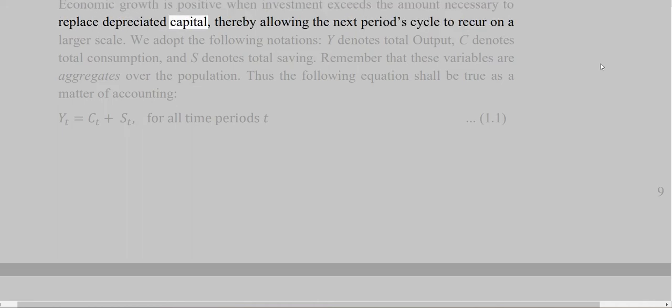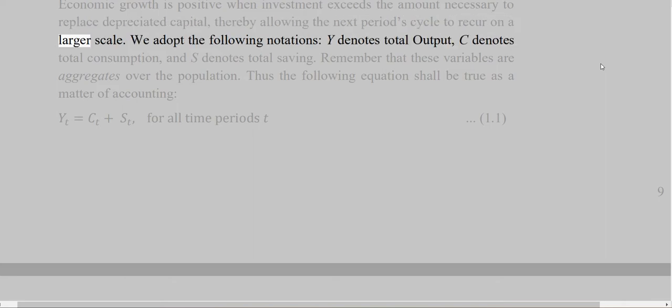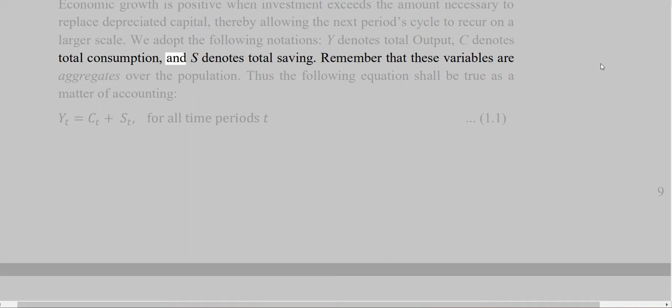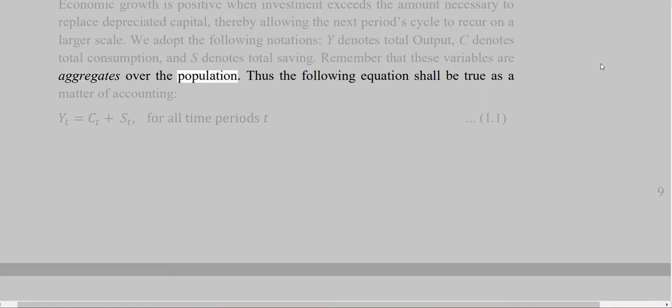Economic growth is positive when investment exceeds the amount necessary to replace depreciated capital, thereby allowing the next period cycle to recur on a larger scale. We adopt the following notations. Y denotes total output, C denotes total consumption, and S denotes total saving. Remember that these variables are aggregates over the population. Thus, the following equation shall be true as a matter of accounting.